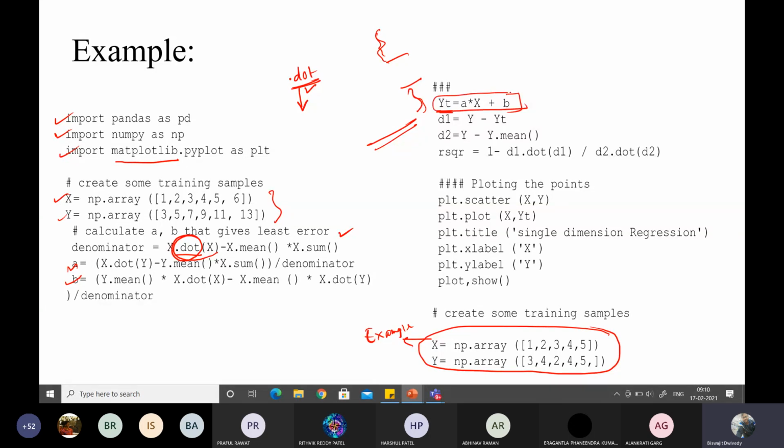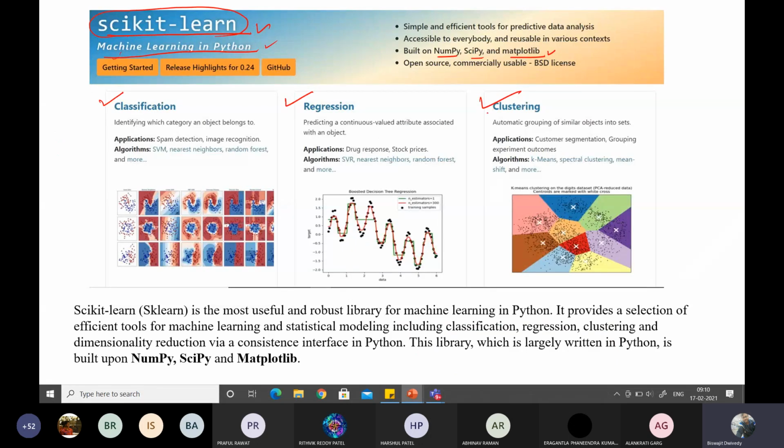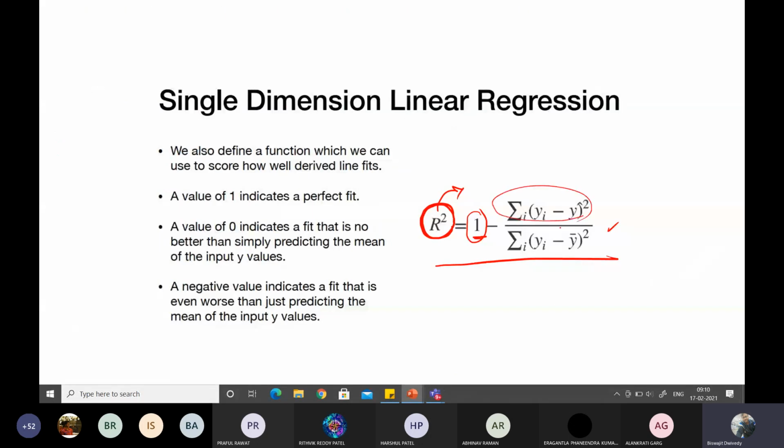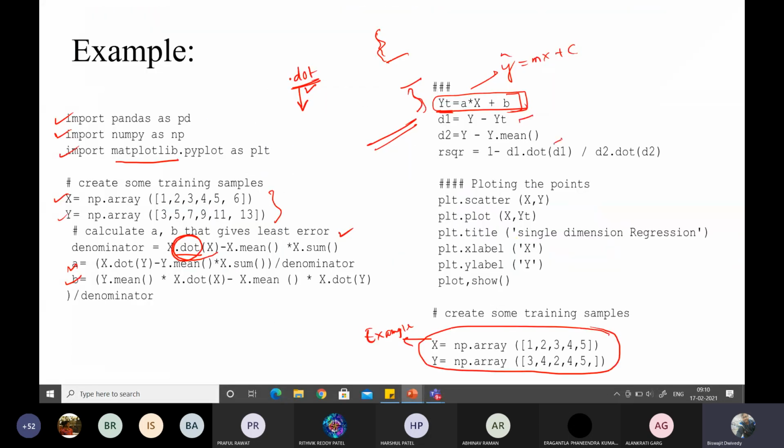This is the equation of your y equals mx plus c. It's y cap equals mx plus c. And once we have calculated that, we are going to calculate these two quantities, this numerator and this denominator. That has been written here as your d1 and d2. So y minus yt, where y is the original or training sample value and yt is your predicted value. This difference has been taken as d1, and this difference has been taken as d2.